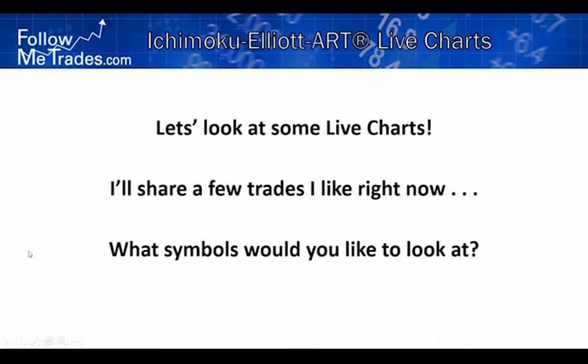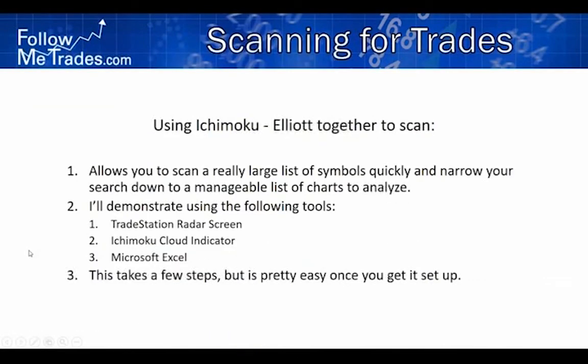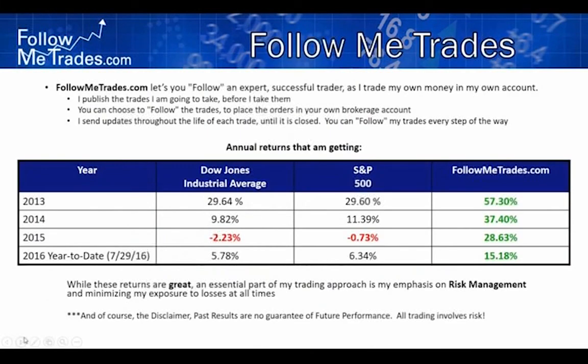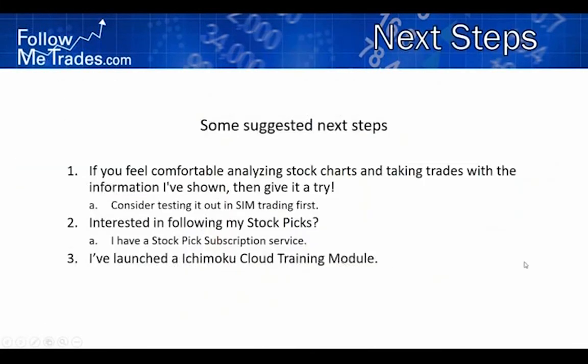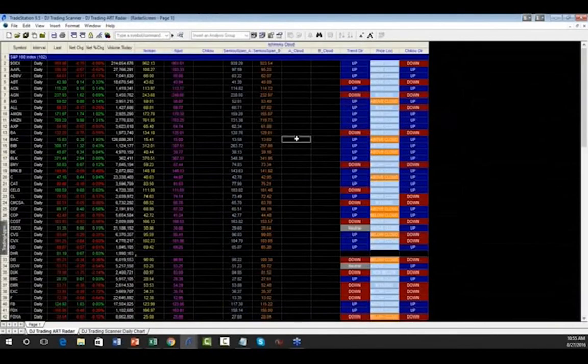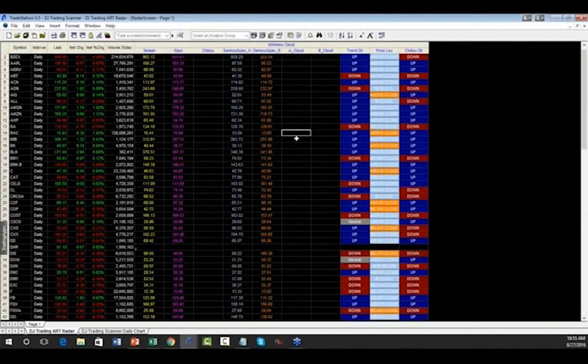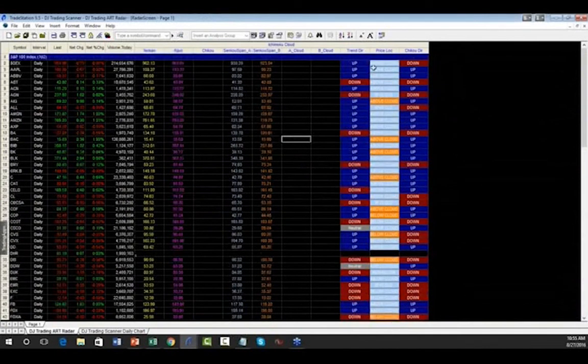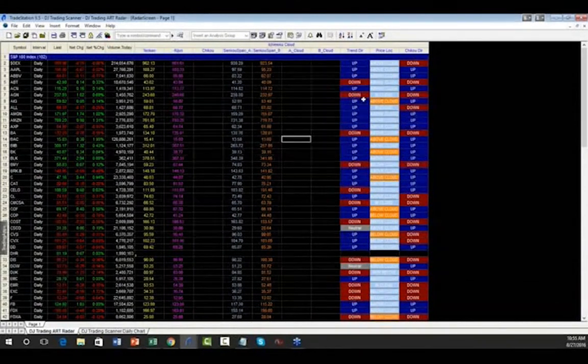We looked at some live charts, right? I'm running out of time, so I'll just show you real quick. We can scan using the scanning tools built into your trading platform. I use TradeStation. I can import the entire S&P 100 or 500 and put my Ichimoku Cloud indicators on here. And now it's really tough to analyze this and find the best few trades.